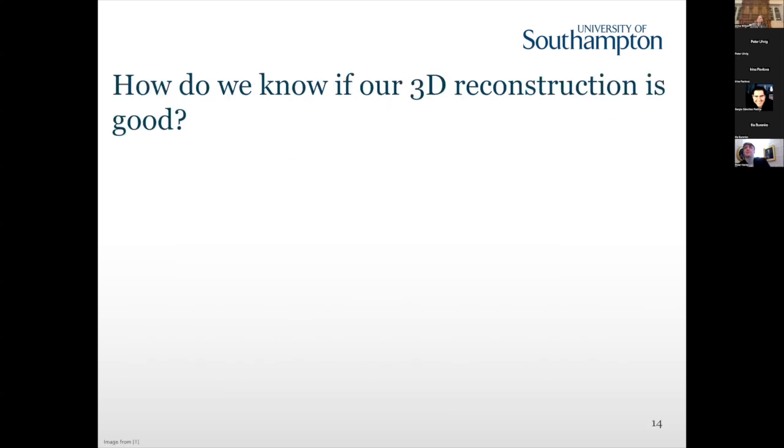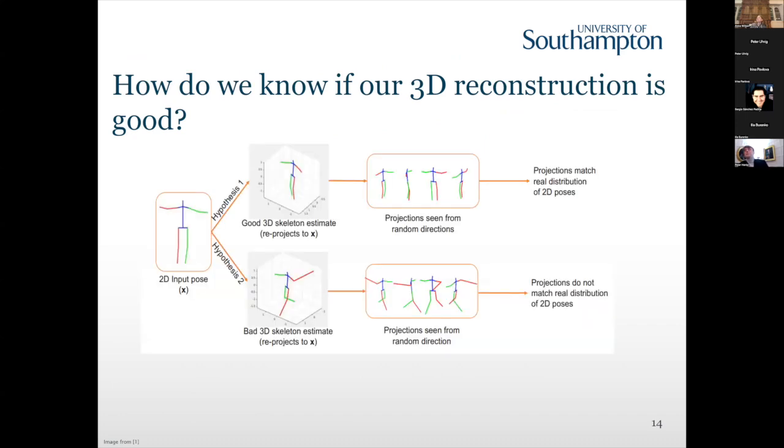But how do we know if our 3D reconstruction is good, especially in an unsupervised manner? So unsupervised pose estimation is based upon a hypothesis made by a guy called Yasunori Kudo from Japan, who said, well, let's just predict random 3D points. If we obtain a 3D estimate, we could rotate this and reproject it back into 2D. And if it still looked like a believable 2D pose, we could assume that the 3D reconstruction was good. And simultaneously, if we had a bad 3D skeleton estimate, rotated and reprojected this back into 2D, then the projections should not match the distribution of 2D poses.